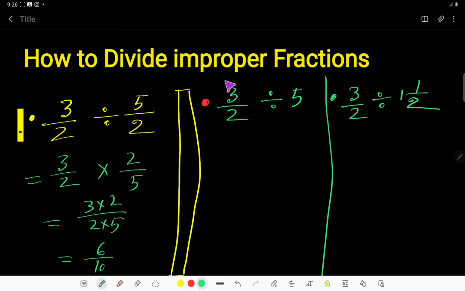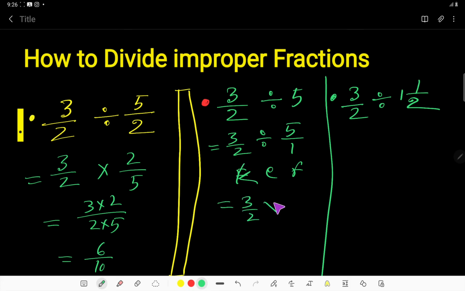How to do that? This is an improper fraction and you have to divide this improper fraction by this whole number. So how to do this? At first step, you have to express this whole number as a fraction, considering 1 as the denominator. Now you have to apply the keep, change and flip method.